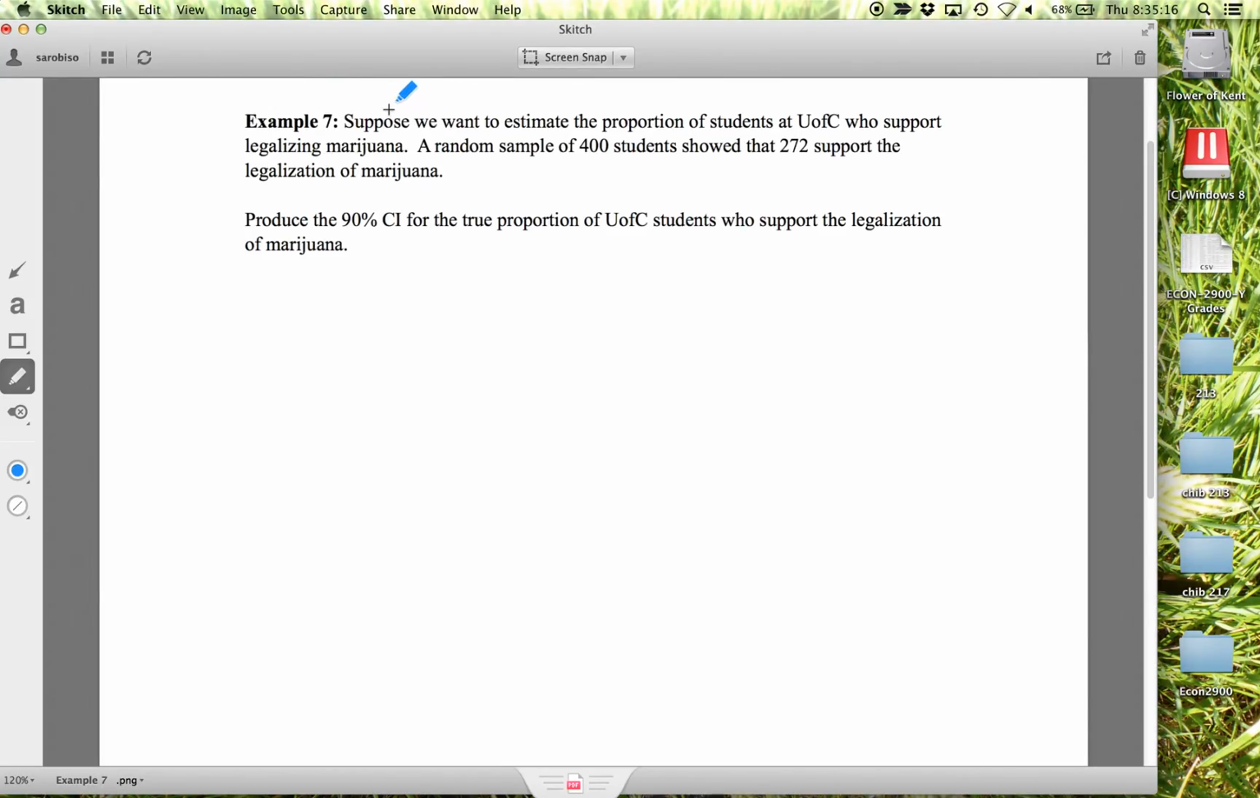Okay, example 7. Here we want to estimate the proportion of students who support legalizing marijuana. If we take a random sample of 400 and we have 272 successes, or 272 people that want to legalize marijuana, then here we're being asked to make a 90% confidence interval for this situation.